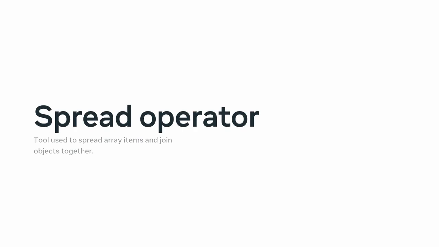The spread operator is another of the many great new additions that came to the JavaScript language in its ES6 update. It is the shortest and simplest method to copy the properties of an object onto a newly created object. Think of the spread operator as a magical multi-purpose tool that can spread out array items and join objects together. In this video, you will explore what the spread operator is and how to use it.